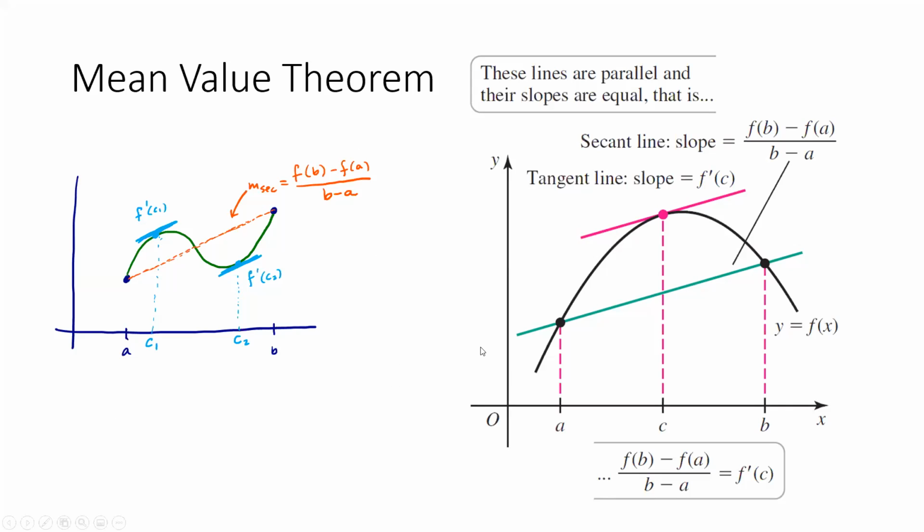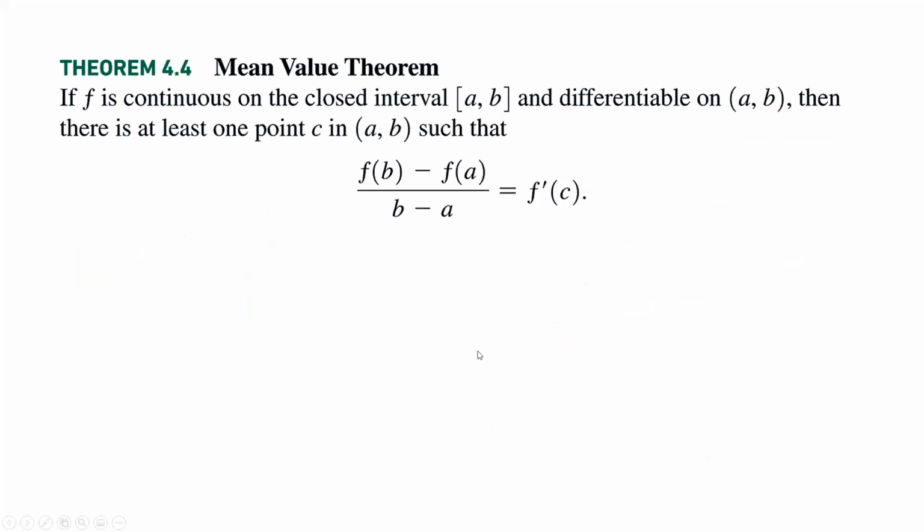So with that picture in mind, let's read what the actual statement is. It says, if f is continuous on the closed interval [a, b] and differentiable on the open interval (a, b), then there is at least one point c in the open interval (a, b) such that f of b minus f of a over b minus a is equal to f prime of c. Right? And again, this is our m secant. This is our m tan. So in other words, it's saying that the slope of the secant is equal to the slope of the tangent for some point in between.